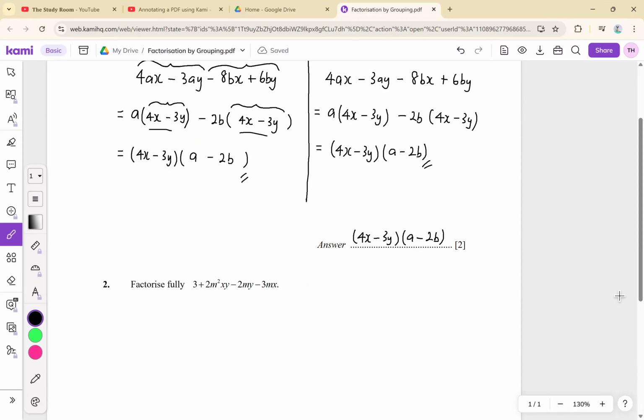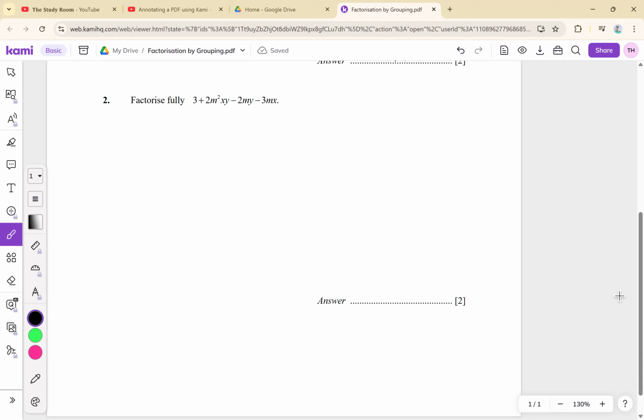Okay, let's try one more question. You may want to pause this video, try the question on your own first, and then you can review your answers. So we have 3 plus 2m squared xy minus 2my minus 3mx. If you look at this question, the starting form they give us is in this way. If I try to group these two together, you realize there is nothing to factorize. These two can factorize out m, but down here there is nothing to factorize.